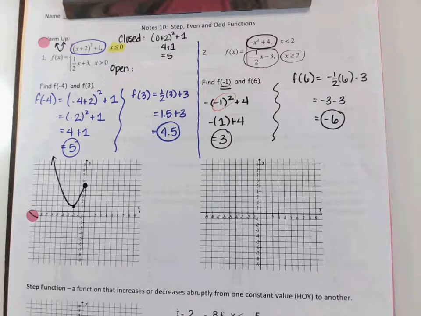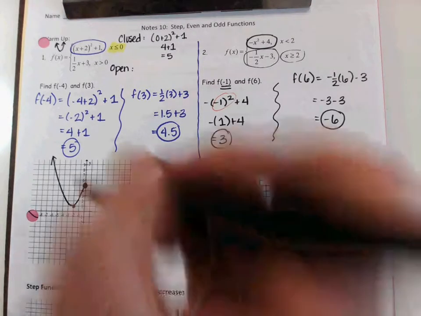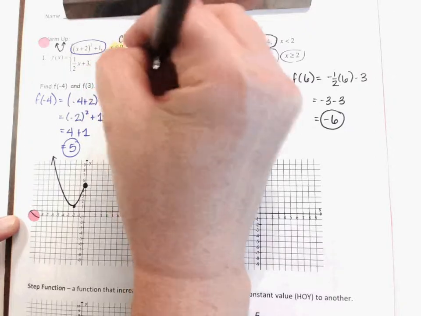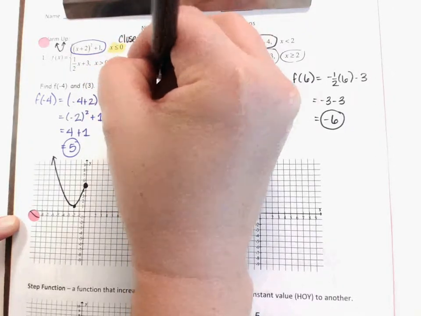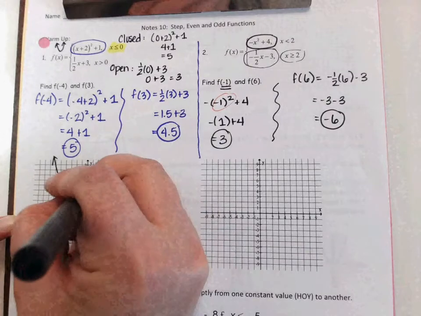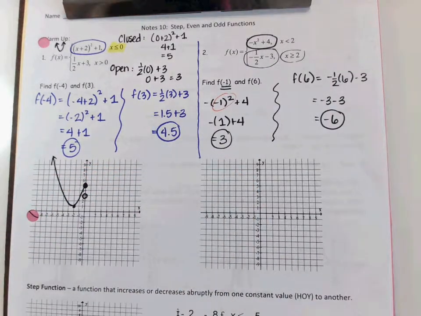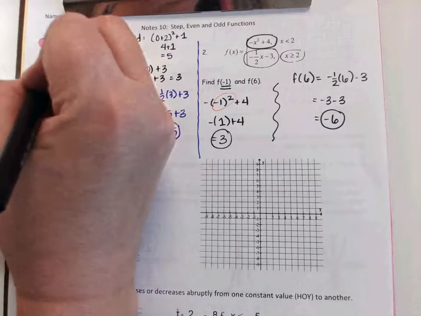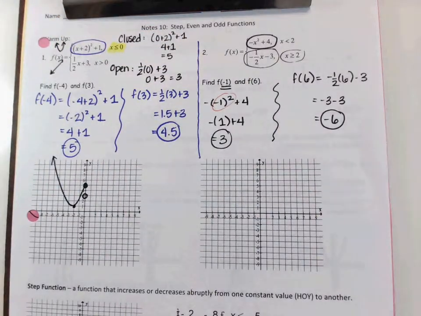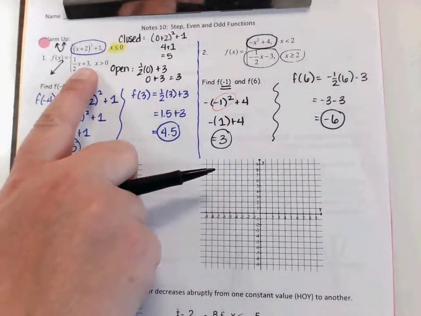Now for our open circle, we're plugging in 0 here. What's half of 0? Half of 0 is 0. And then 0 plus 3 is 3. So it'd be half of 0 plus 3, which is 3. Open circle at 3. And then I follow the shape of the bottom equation when I go to the right. If it's a half x plus 3, that's going to be a straight line, like that. That's a y equals mx plus b. So I begin at 3, and then what's my slope?